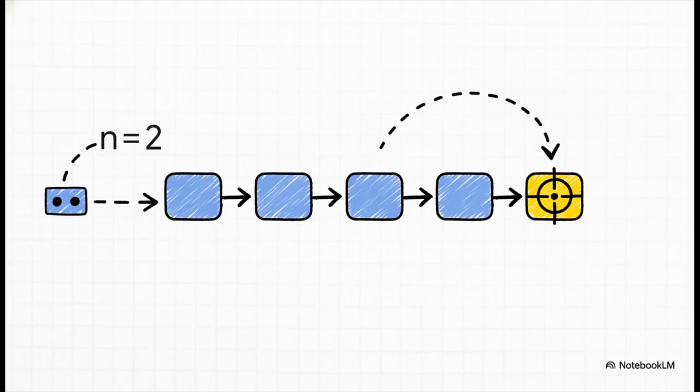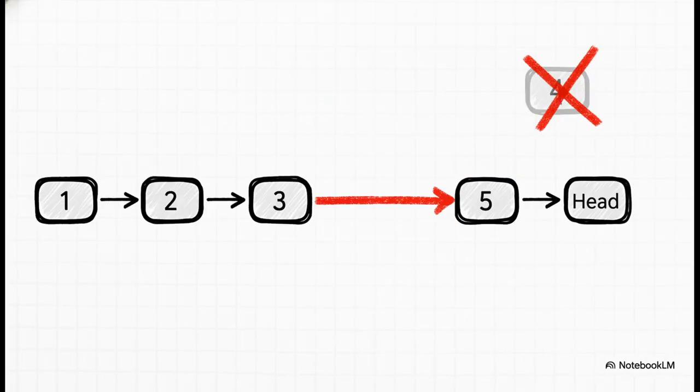Let's make this totally real with an example. Say our list has the numbers 1 through 5 all linked up, and let's say n is 2. That means we need to find the second node from the end. So you count back from the end. The last one is 5, which means the second to last one is 4. Boom. Node 4 is our target. And this is what we want to end up with. You see? Node 3, which used to point to 4, now just hops right over it and points directly to 5. The chain is reconnected, and node 4 is effectively gone.